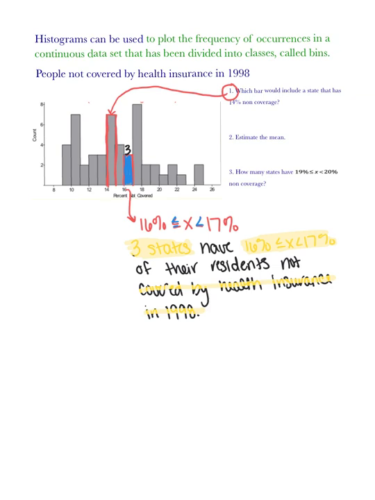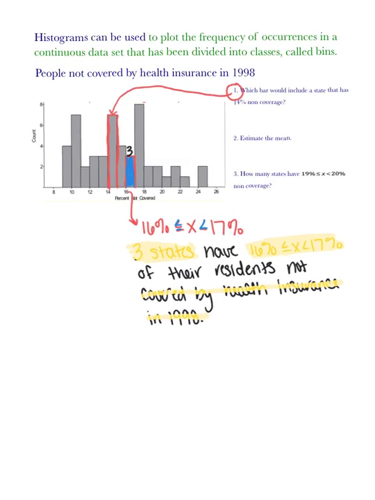Now 2 says estimate the mean. Okay, so when I'm estimating the mean, again, this is going to be an estimate. But let's get a better idea of how many states we're working with here, and what exactly is in each bin. So I see from 9 to 10, I've got 4 states. 10 to 11 looks like 7. The next one is 2, 3, 3. Back up to 7. Then I'm at 4, 3.